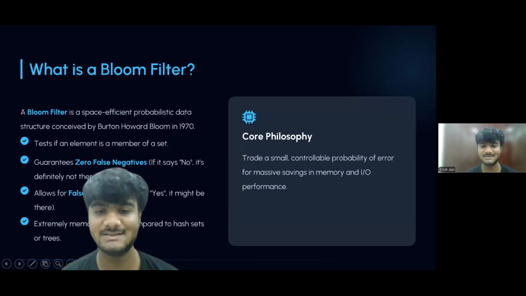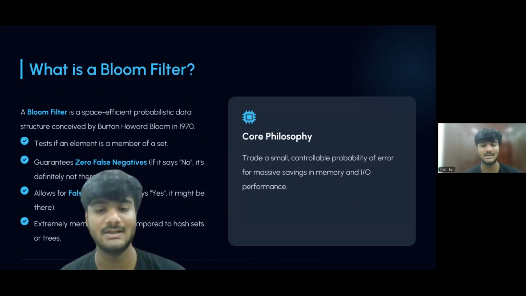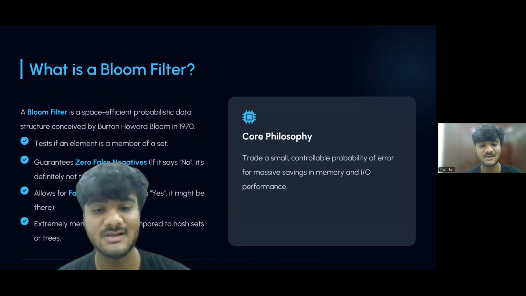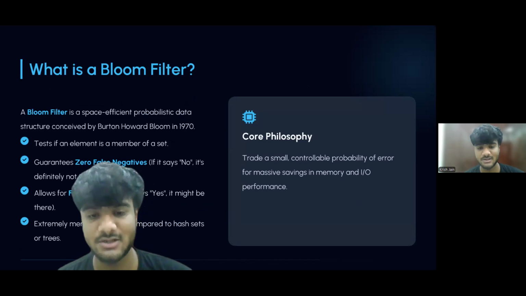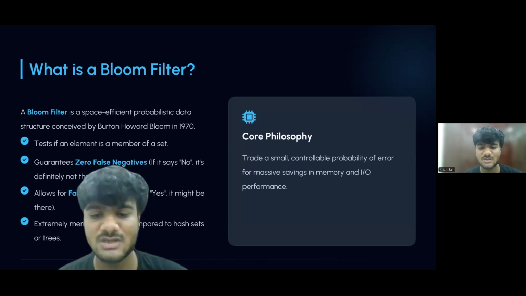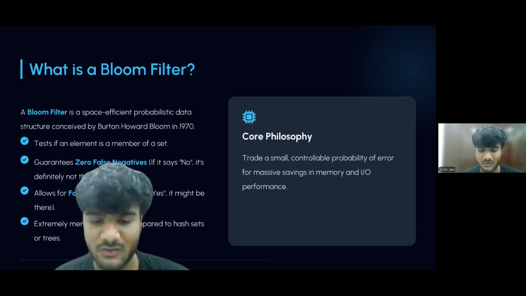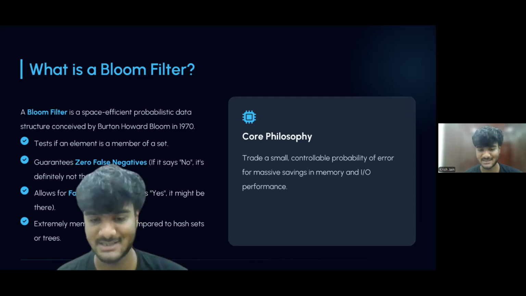A Bloom filter is a space-efficient probabilistic data structure invented by Burton Howard Bloom in 1970. Its main purpose is to test whether an element is a member of a set or not. For example, imagine you want to check whether a particular user ID, product ID, or keyword exists in a huge database or not. A Bloom filter can answer that question quickly without searching the entire dataset.